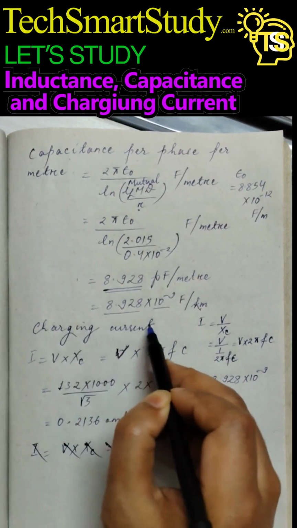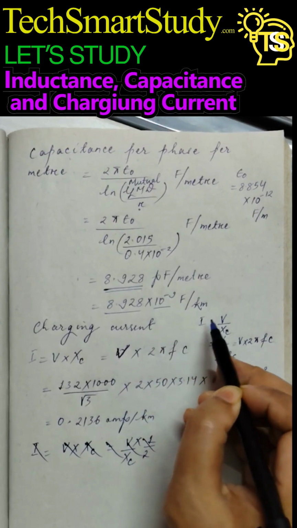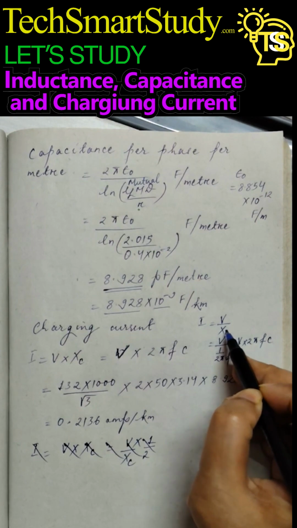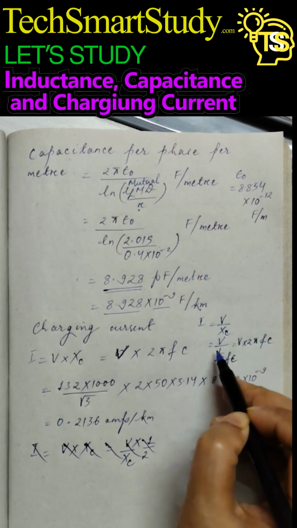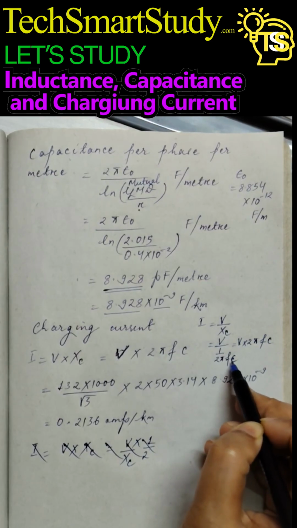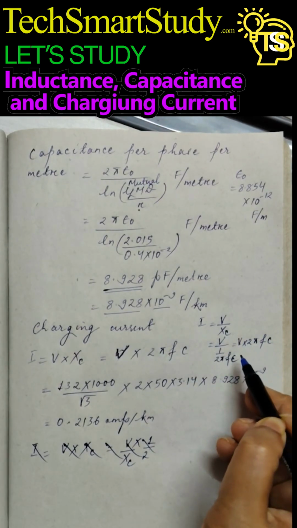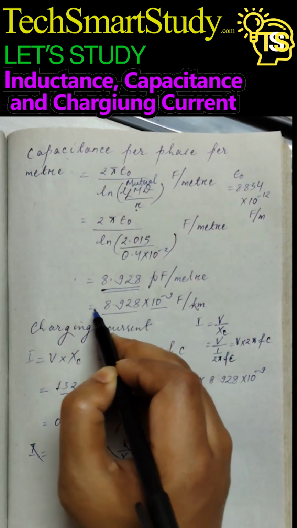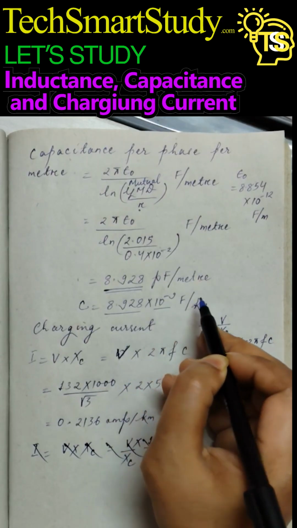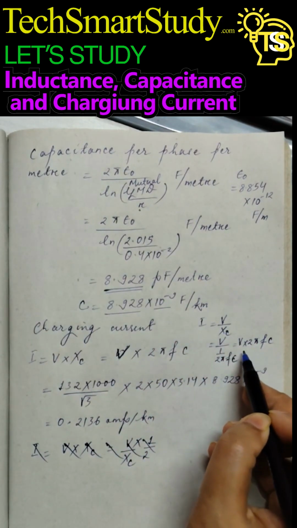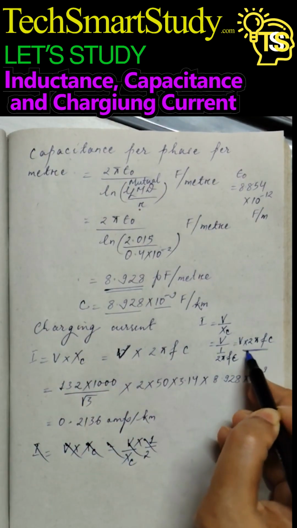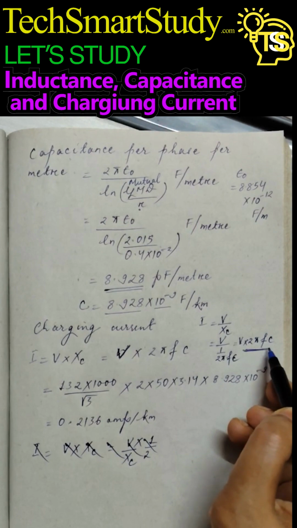And the formula for charging current is I is equal to V upon Xc, voltage upon capacitive reactance, and Xc is 1 upon 2 pi fC. F we have got 50 Hz. C we have calculated here as 8.928 into 10 to the minus 9 farad per kilometer. So here charging current I is equal to V into 2 pi fC. Here we know how we get this formula, V into 2 pi fC.